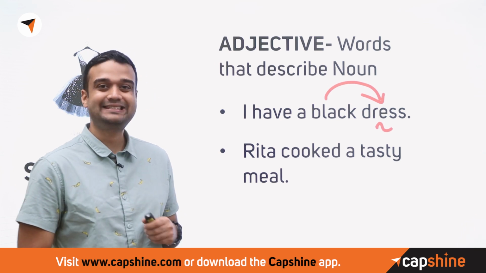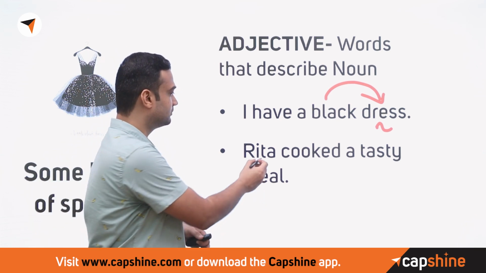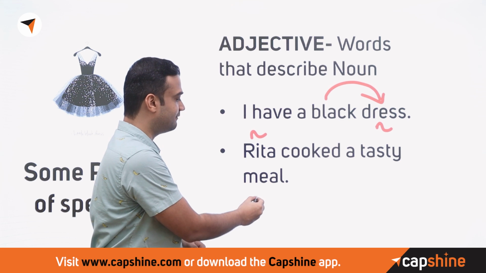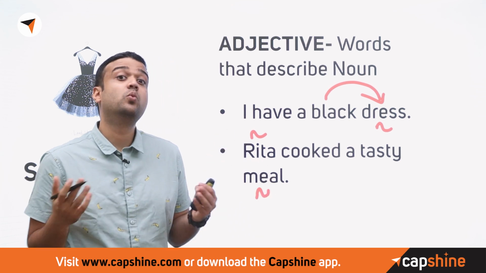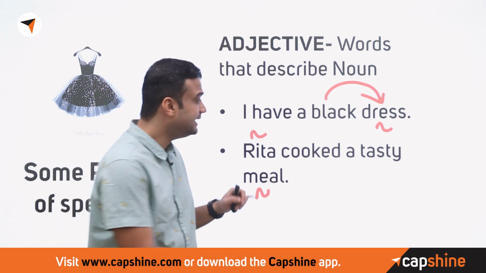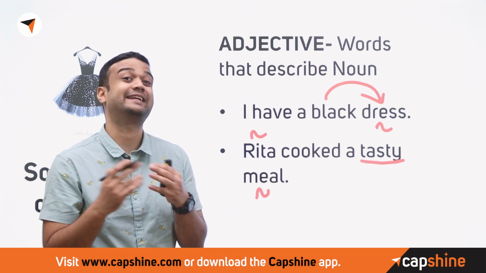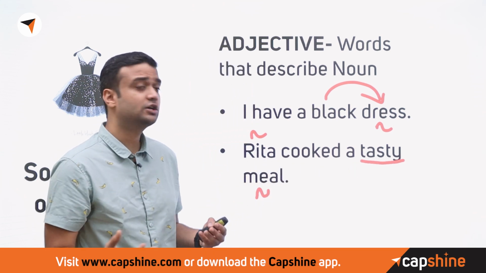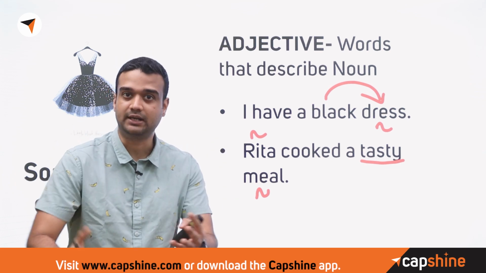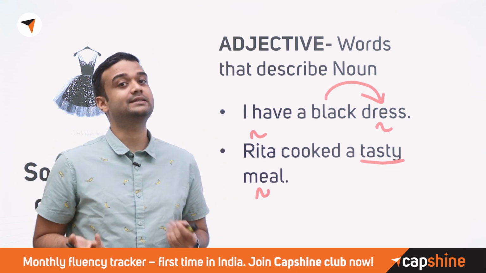Rita cooked a tasty meal. What are the nouns here? Well, you have Rita, you have meal, and the word that describes the meal, of course, is tasty. It tells me how the meal was. It was a tasty meal. I could also say Rita cooked an expensive meal or a quick meal. All these are adjectives as well.